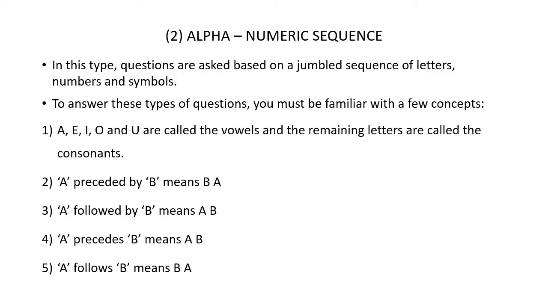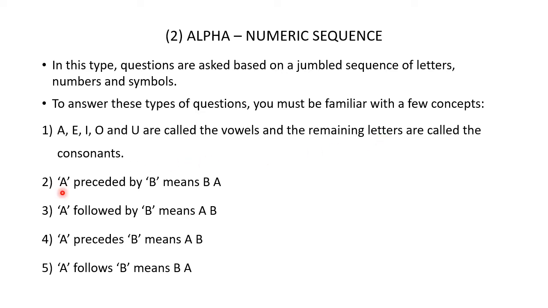In the alphanumeric type of questions, the questions are asked based on a jumbled sequence of letters, numbers and symbols. To answer these types of questions, you must be familiar with a few concepts. A, E, I, O and U are called the vowels and the remaining letters are called the consonants.